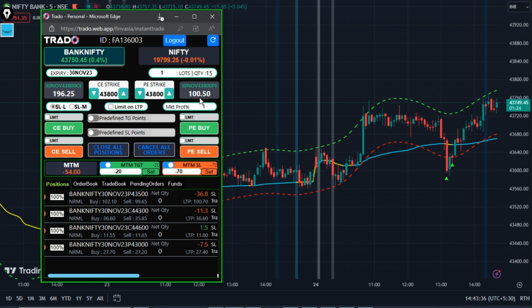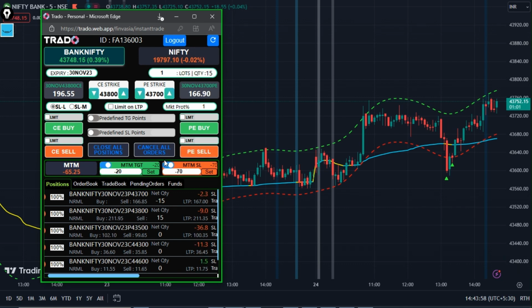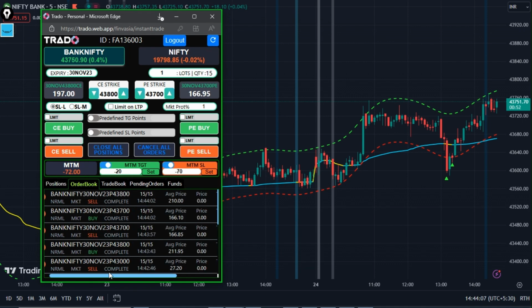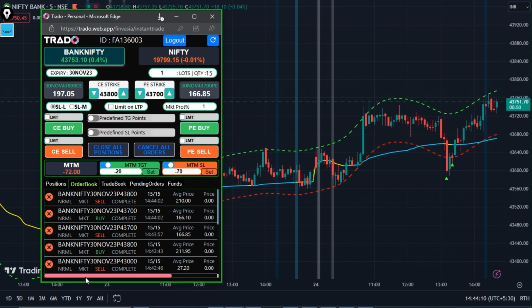I will take some random trades. I will buy the ATM strike price. Okay, let's buy. I will take one more. See, it's going to hit my SL of minus 70 rupees. I will take one sell trade also in this. I have taken one sell trade also. See, it went to minus 70 rupees and it exited my trades at minus 70.